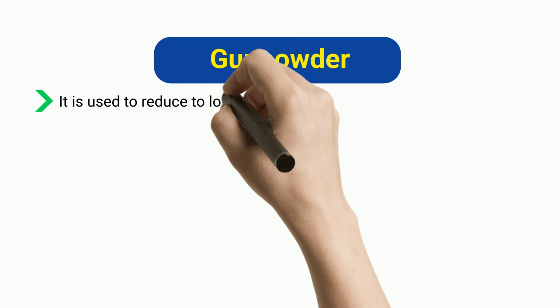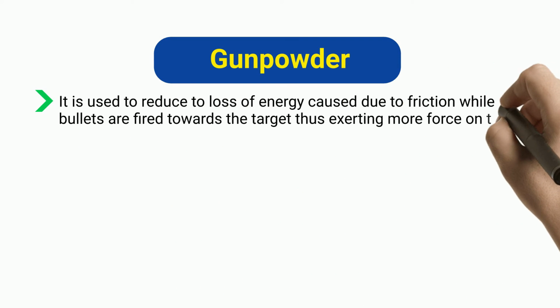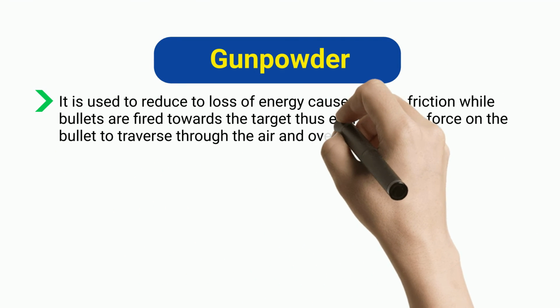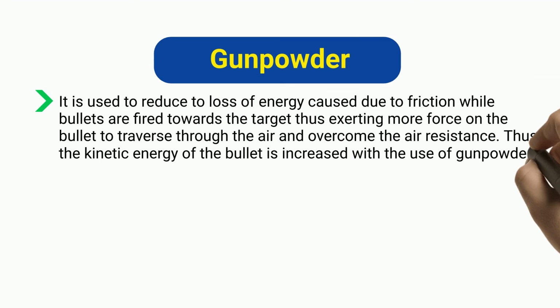Gunpowder. It is used to reduce the loss of energy caused due to friction while bullets are fired towards the target, thus exerting more force on the bullet to traverse through the air and overcome the air resistance. Thus the kinetic energy of the bullet is increased with the use of gunpowder.